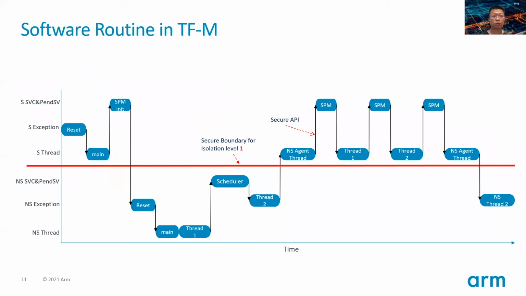This is the software routine in TFM. In the picture, the upper is the secure world and the bottom is the non-secure world. The processor starts up from reset in secure state, then boots up from the secure partition manager initialization. Once secure software is up and running, the software branches to the non-secure side, then the non-secure side starts its initialization. After the whole system has started up, non-secure software accesses the various security services provided by the secure application by the secure API.